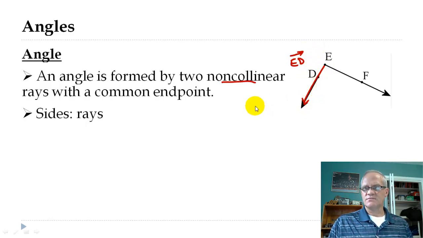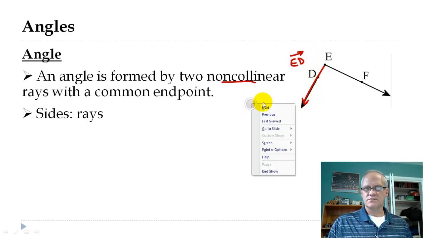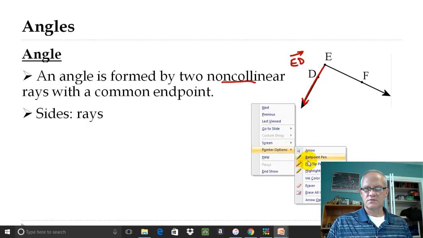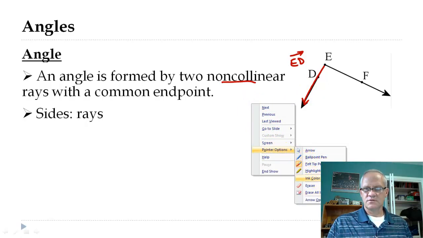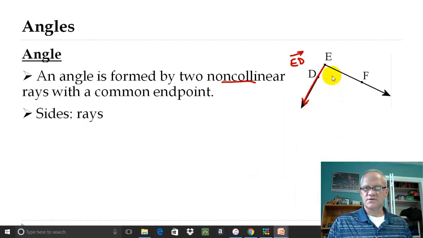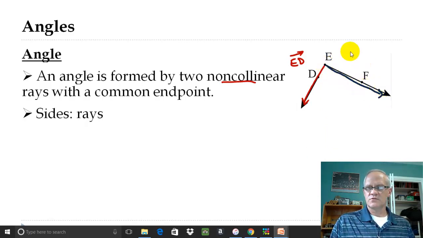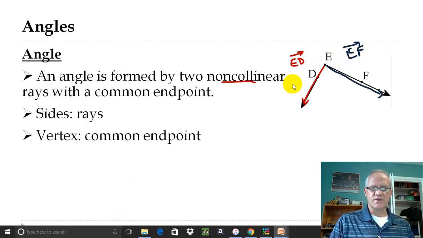That's a side. And let's use that one. And then this one, EF, ray EF, and again, notice I said E first because that's the endpoint. That's the other side. Okay, so the sides are made up of the rays.